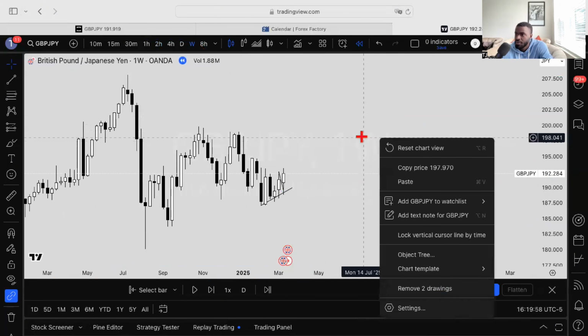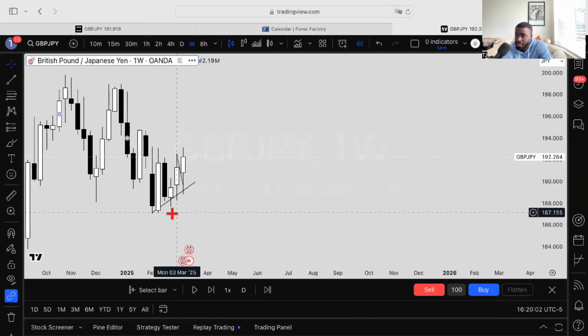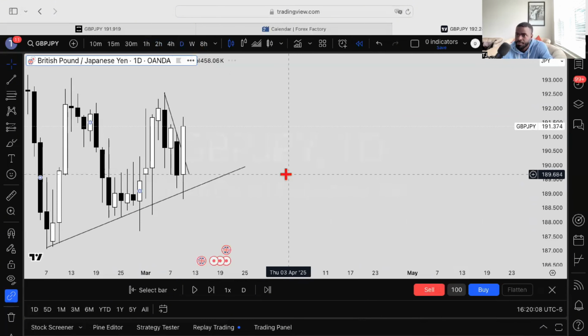Even if I went to the weekly time frame, you can see price was just pushing up higher, right? And honestly, it's been respecting this trend line. We had a push up, retest, another push up, retest. This is just bouncing off the trend line, okay?